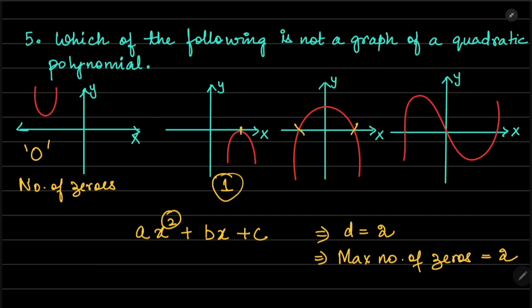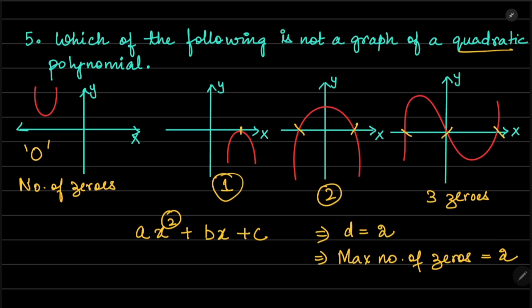Here it cuts at 2 places, so the number of zeros is 2. A quadratic polynomial can have a maximum of 2 zeros, or fewer than 2. But if you look at the last graph, the number of zeros is 3, and a quadratic polynomial cannot have more than 2 zeros.